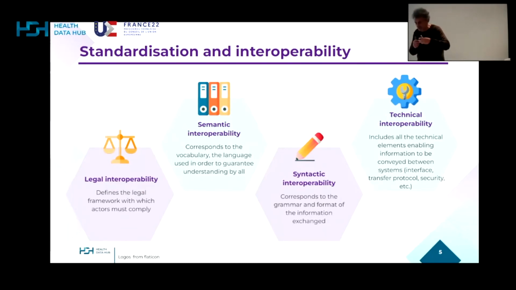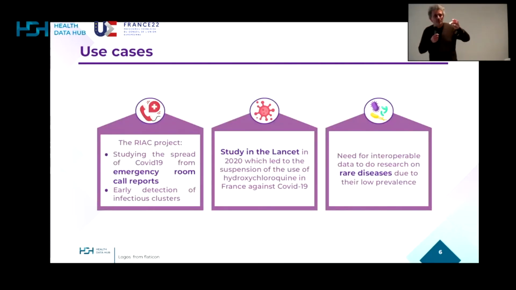There's syntactic interoperability. This is about grammar itself, because the way that the data is organized, the format of the tables, are they structured in the same way? Are we going to be able to run the same program from one database and another database? The structure needs to be the same. And then there's technical interoperability, and then we go into much more technical, infrastructure-based interoperability with information systems in a specific country, for instance. And we need all of the different objects to be able to communicate between themselves.